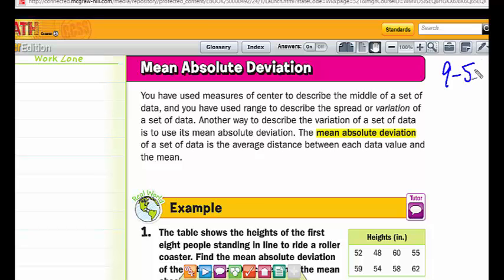Here are your instructions for Lesson 9-5. Lesson 5 is measures of variation. So let's talk first of all about mean absolute deviation. That's going to be a big part of this lesson.